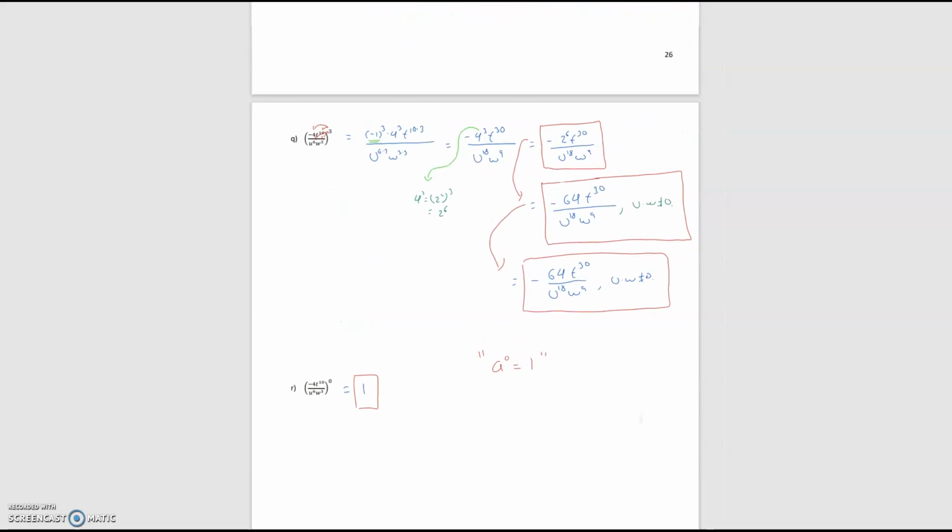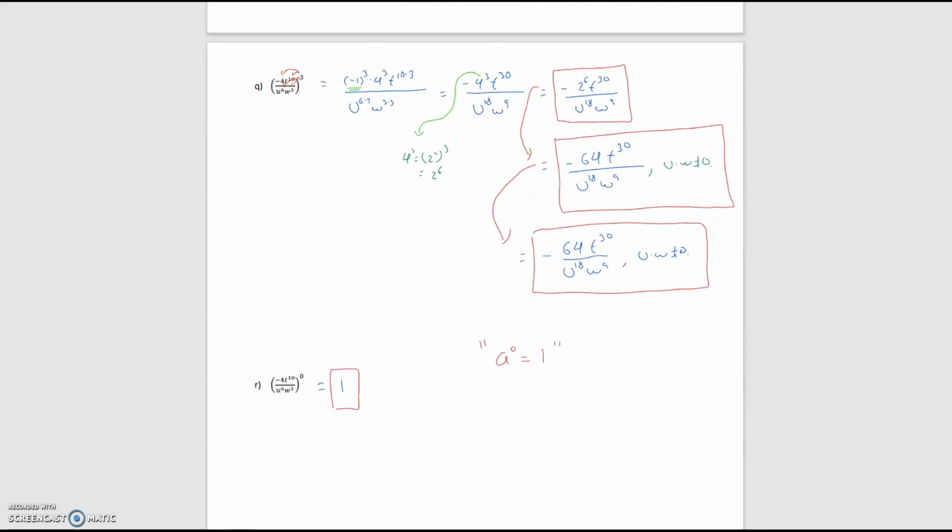And I think we reached the end of this set of problems. So once again, for problem R, because you have a base raised to the 0 power, automatically 1. And this is the formula that we're using.